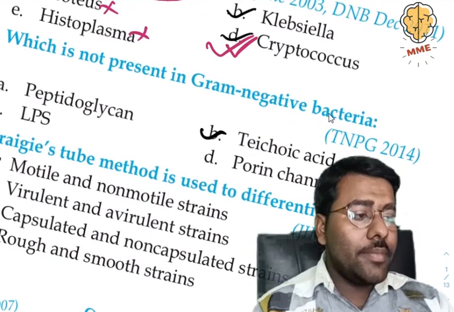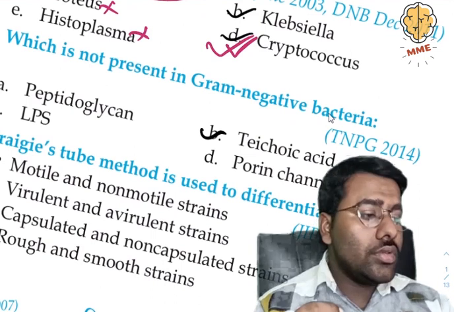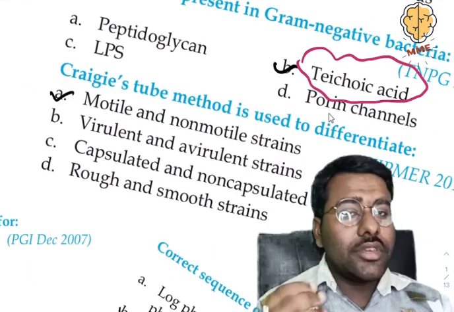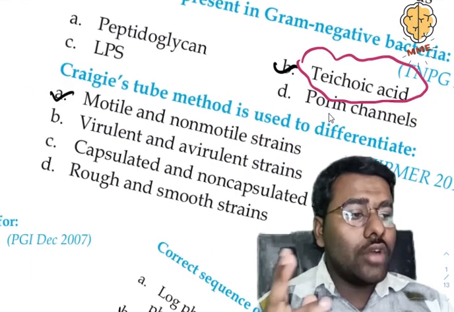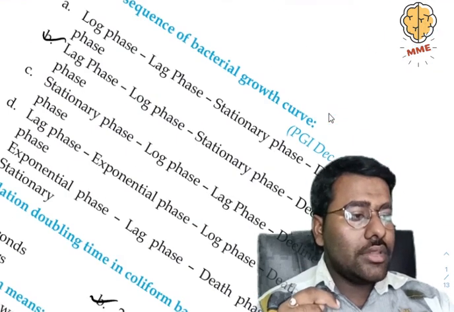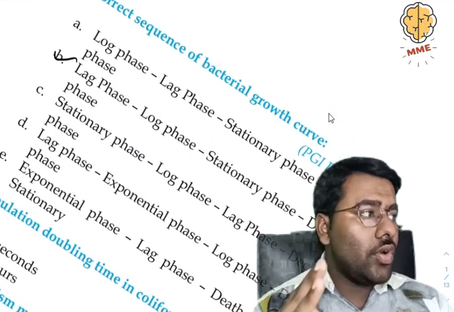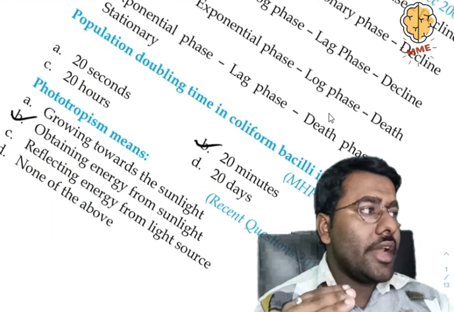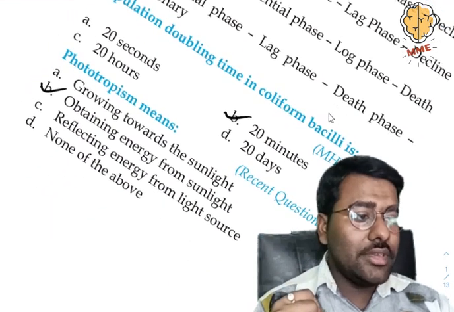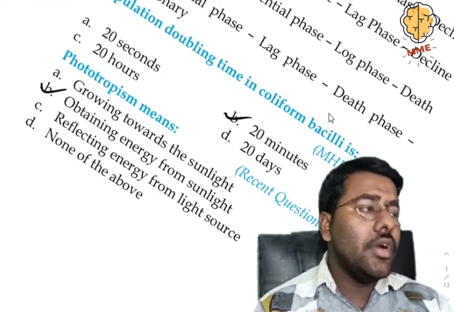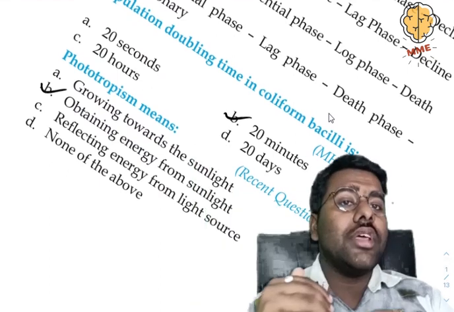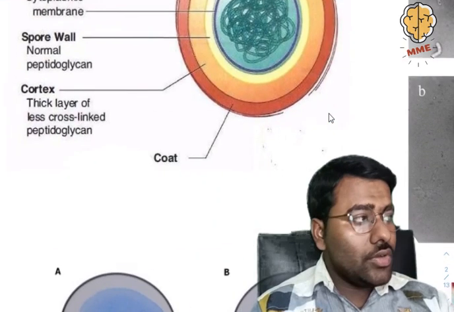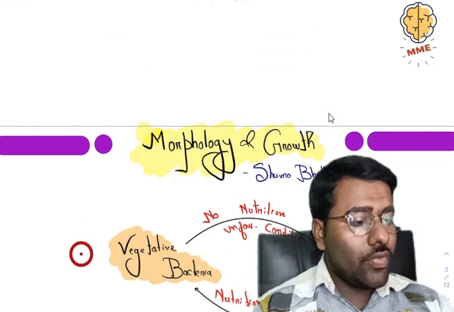What is not present in gram negative bacteria? Teichoic acid is not present in gram negative. Tube method is mainly for flagella or motility testing. The correct sequence of bacterial growth: lag phase, log phase, stationary phase, and then decline phase. Population doubling time or generation time is 20 minutes. And what is phototrophism? To obtain energy from light or sunlight. This is phototrophism. So this is all about the images, morphology, and growth.